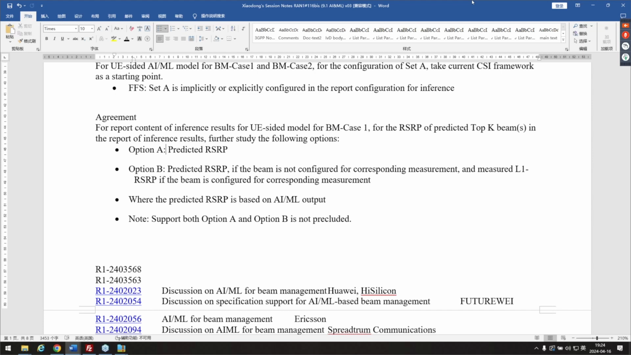Maybe the UE can just decide on set B with the model. Yes, that's why we didn't mention anything about set B here. If set B is a subset of set C and the UE... There's no set B, no set C, just whether this beam has a corresponding resource to be measured. That's it.